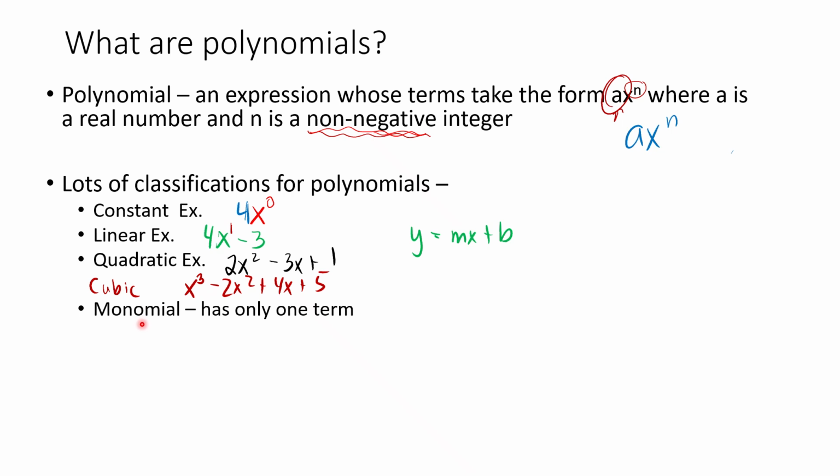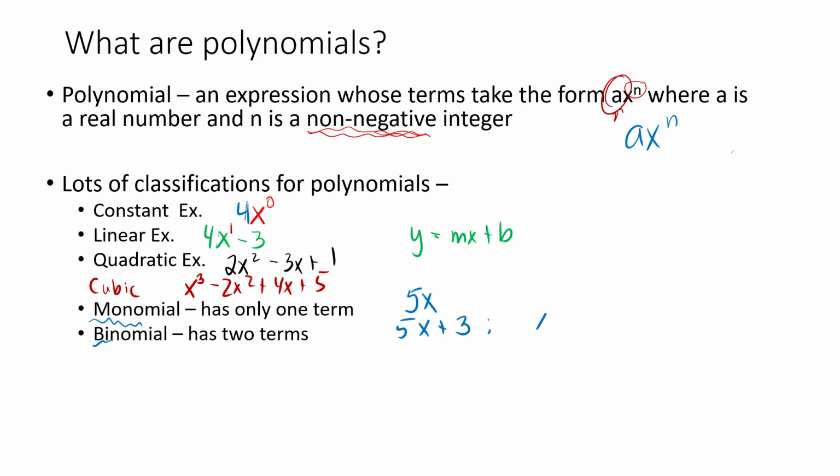Then they can be classified based off how many terms they have. So for example, a monomial has just one term. If you think of the prefix mono means one, like the Disney monorail has one rail. So this would be an example of a monomial, just a 5x. There's only one term there. After a monomial comes a binomial, and the prefix bi means 2. So a binomial has 2 terms. That might be something like 5x plus 3. That would be a binomial.